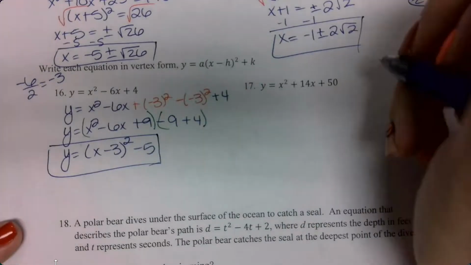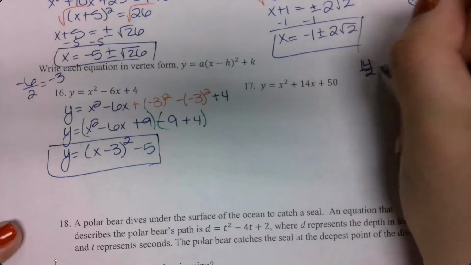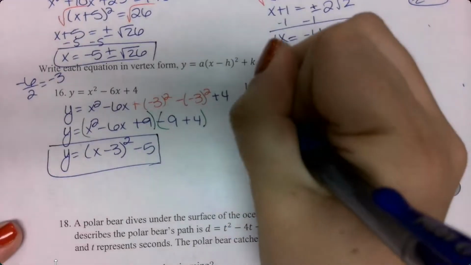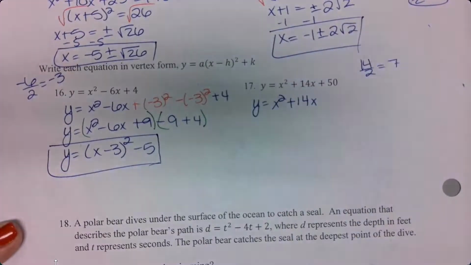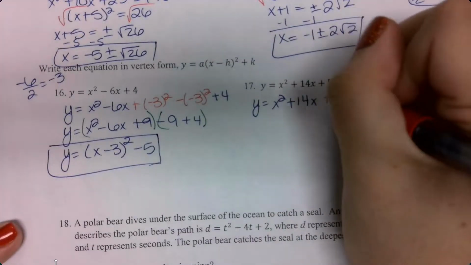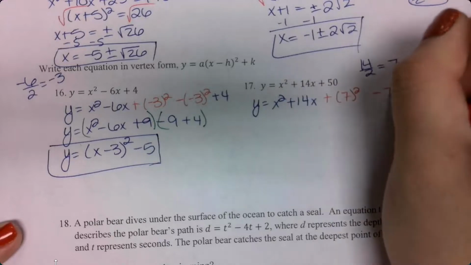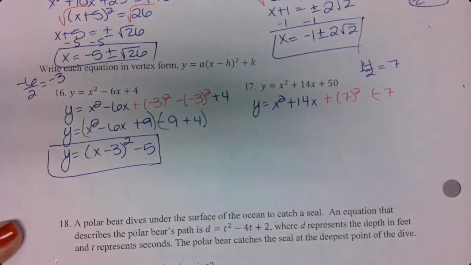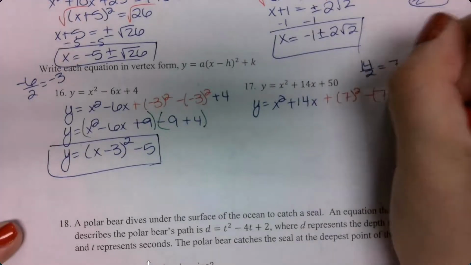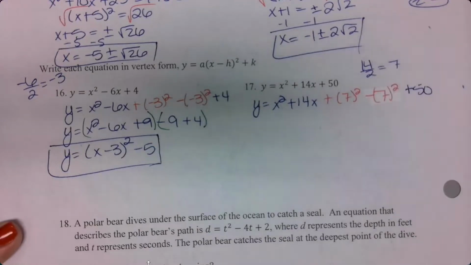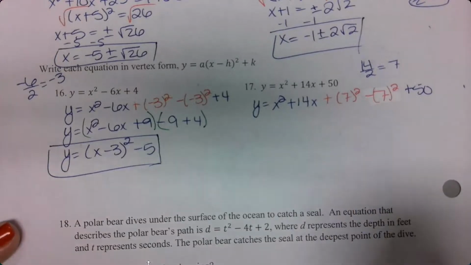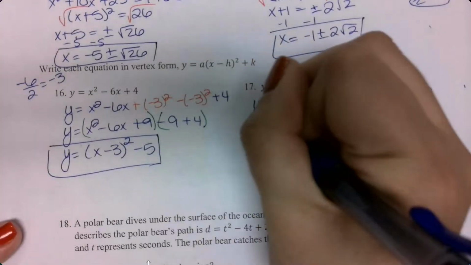So same idea for number 17. I want to take half of 14, which is 7. So I'm going to rewrite this. I am going to first add 7 squared, and then subtract 7 squared. Oops, there was the parenthesis in the wrong spot. You always add first and then subtract when you're completing the square with an equation, because you always want the positive value with the quadratic. So then I'm going to evaluate 7 squared, which is 49.